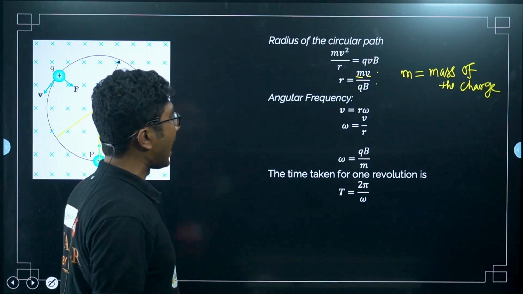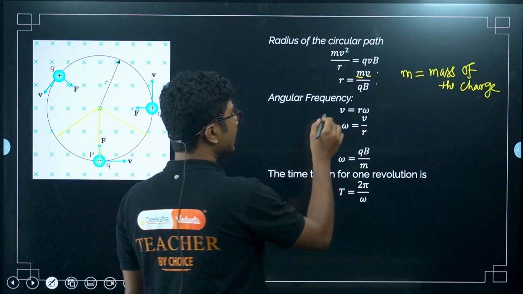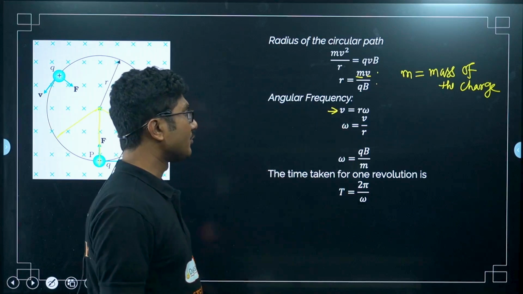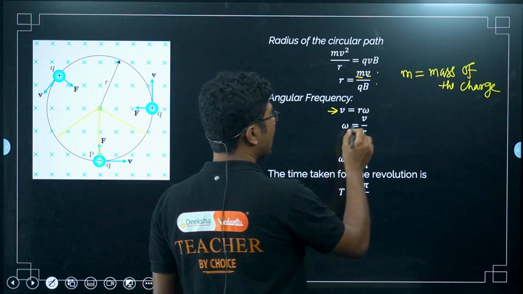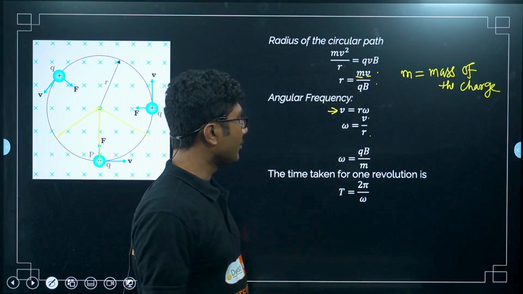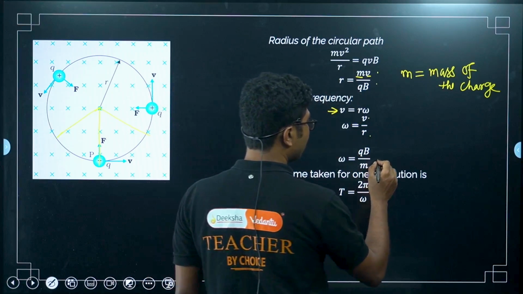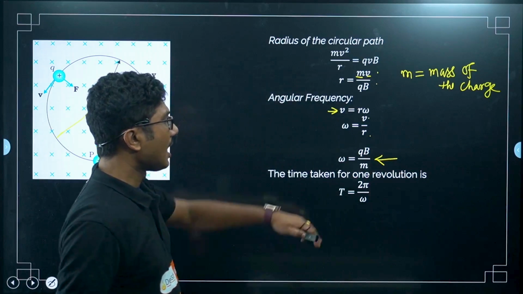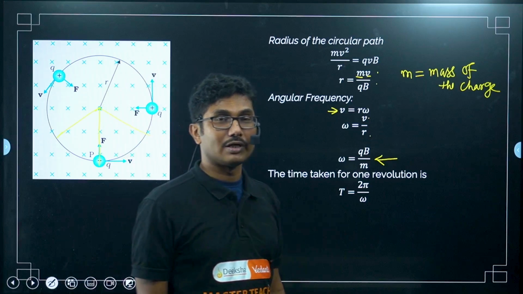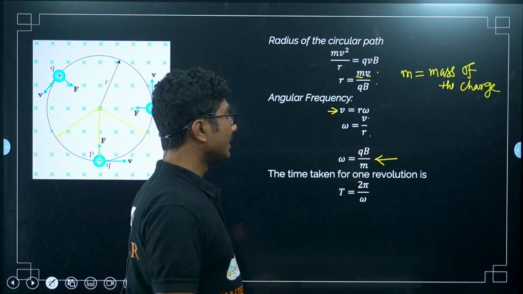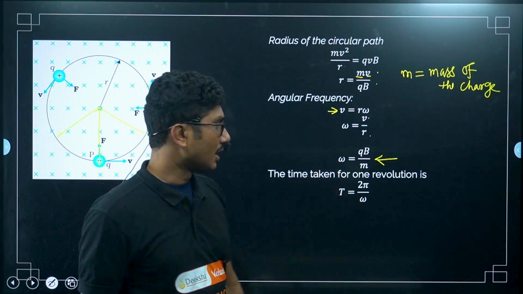Now angular frequency: we know that linear velocity and angular velocity are related by v equals r omega, or omega equals v by r. Now if you put this value of r in this equation, the angular velocity will be qB by m. This is important. Sometimes they will ask, it is rotating at a certain angular speed, then what is the magnetic field or what is the charge. In that case you can use this formula.